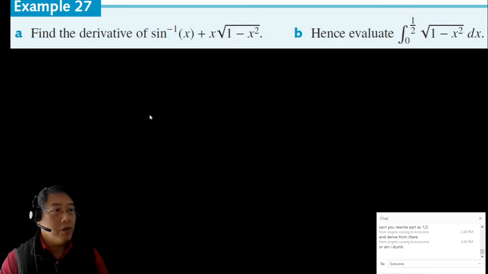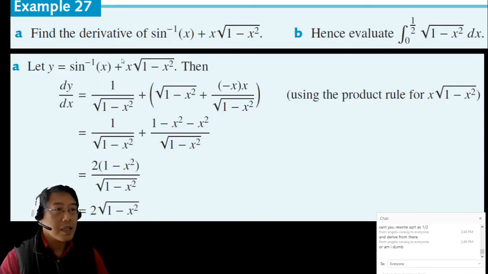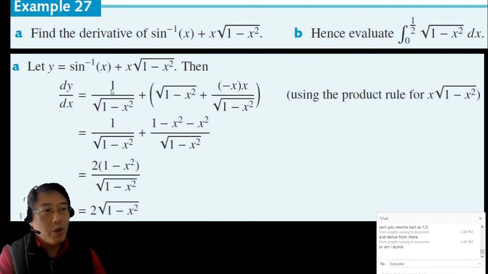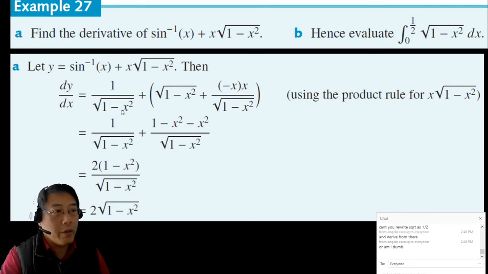So the derivative of inverse of sine, oops, I was wrong by the sign, it's not -1, it's just +1. So it's going to be 1 over square root of 1 minus x squared. Okay, that one we'll leave on the side.